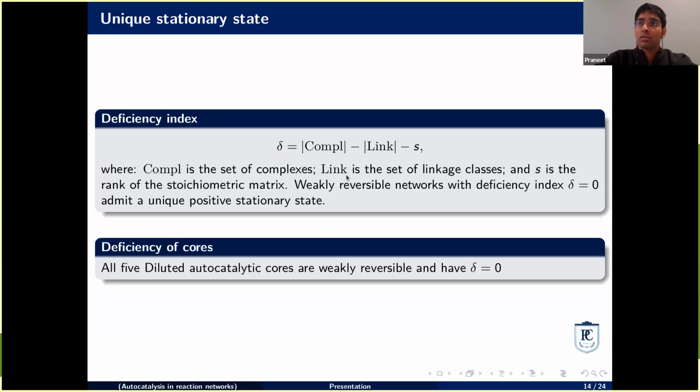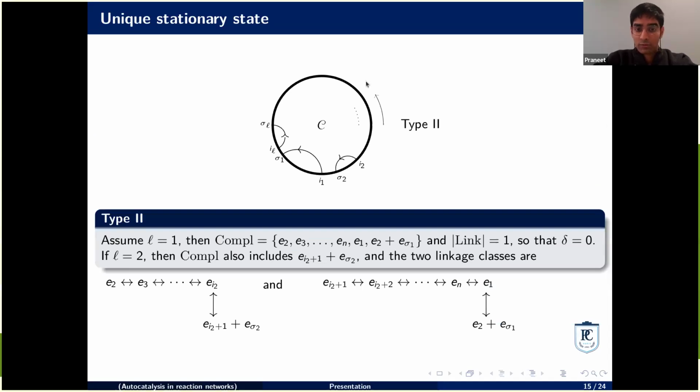Weakly reversible networks are those in which each connected component is strongly connected. Our cores, which are just single connected components and also strongly connected, are always weakly reversible. And we show that all five types of cores have a deficiency index of 0. I display here an example for type 2 with any number of back branches.